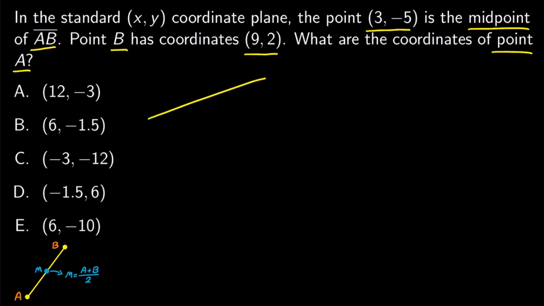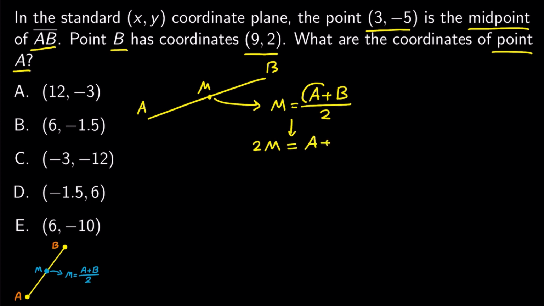Well, the midpoint of the line AB is determined by the formula M equals (A plus B) divided by 2. Since we are looking for the point A, we should rearrange the equation to get 2 times M equals A plus B, which gives us 2 times M minus B equals A.